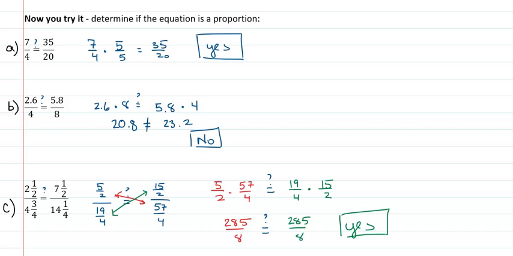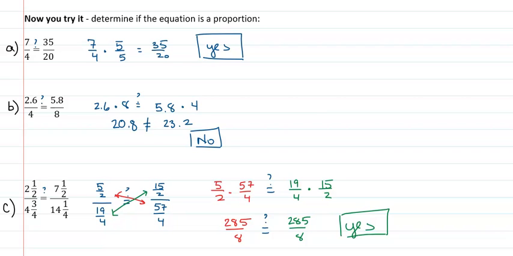All right, here are our answers. The first one, I just did it the way we've learned in past chapters, which is to use our knowledge of fractions and least common multiples and all of our factors. So 7 times 5 is 35, and 4 times 5 is 20. So yes, that one is a proportion. The second one I did cross multiplication, so 2.6 times 8 equals 5.8 times 4, and I get 20.8 is not equal to 23.2, so this is not a proportion.